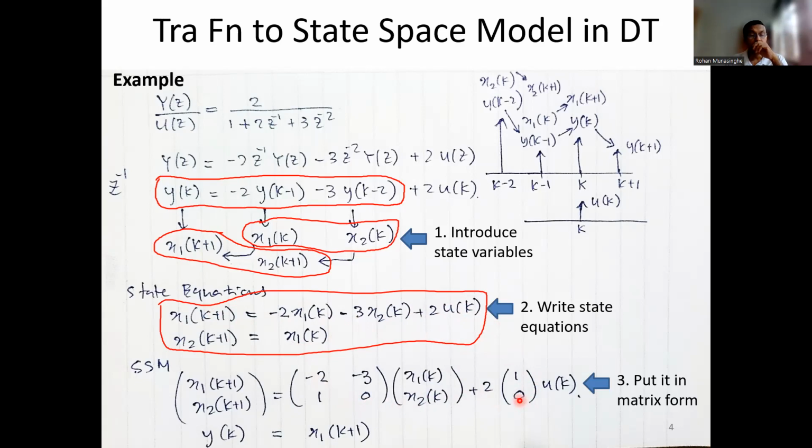right? And what is our output of the plant? Output is yk as given by the dynamics. So now we have 2 state variables, x1 and x2, and yk is equal to what? Yk is equal to x1 k plus 1. x1 k plus 1, right? This yk is x1 k plus 1. So this is what is called the state space model of the plant.